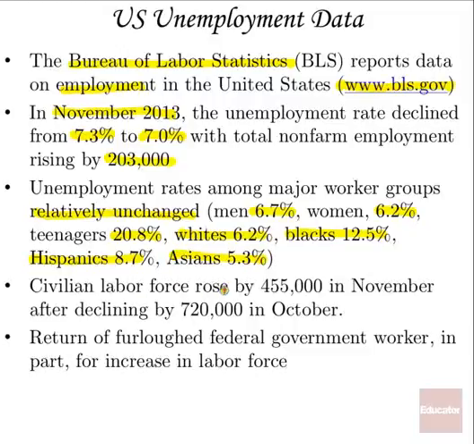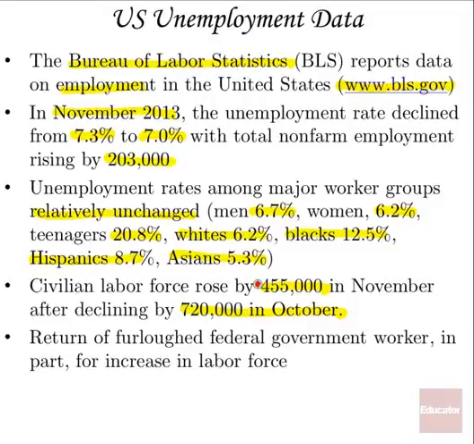The civilian labor force rose by 455,000 in November, after declining by 720,000 in October. So it's a good sign. The unemployment rate went down, but the labor force actually increased. So even though you're adding more people to the labor force, you're actually seeing a decline in unemployment. So at least for that particular month, it's a good thing.